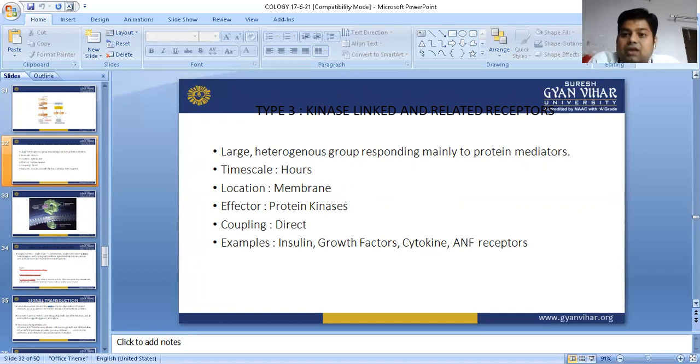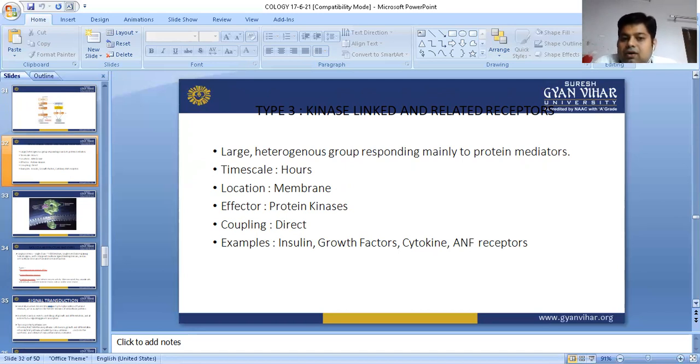Time scale: ligand gated ion channels take a few milliseconds. In the case of GPCR, it takes milliseconds to minutes, maximum 30 minutes. While kinase linked receptors take hours, and the location is at the outside of the membrane. The effector, protein kinase, is responsible for the therapeutic response, with direct coupling, and examples are insulin, growth factor, cytokine, and ANF receptor.